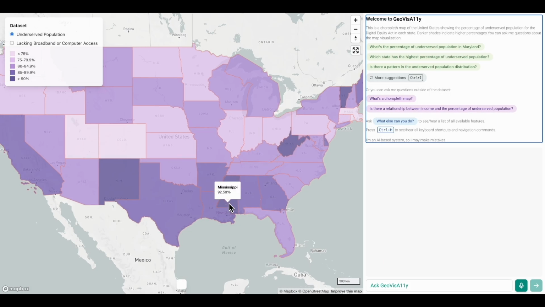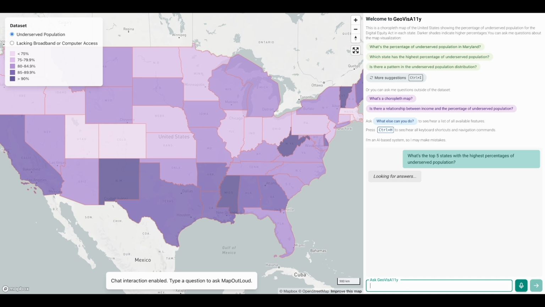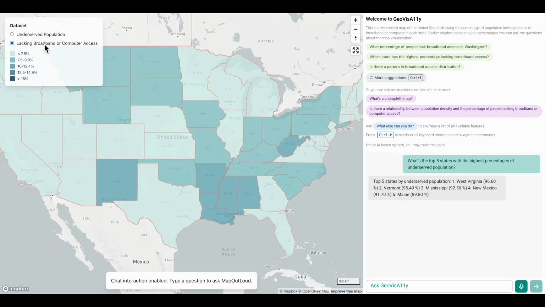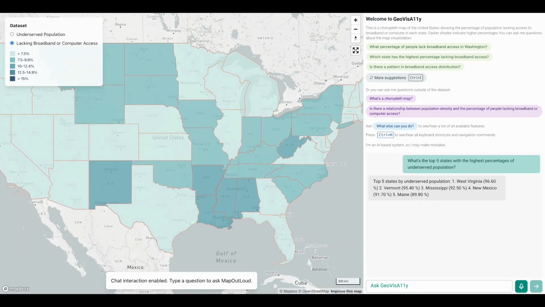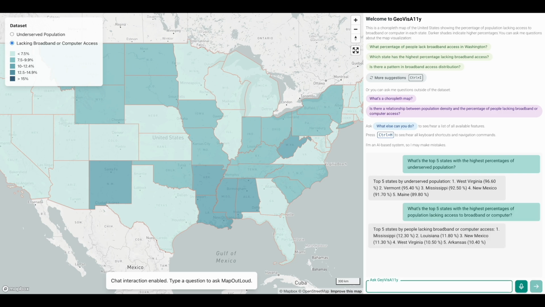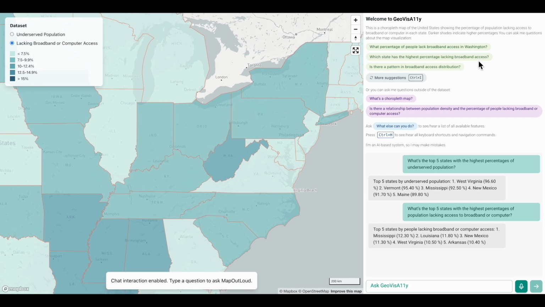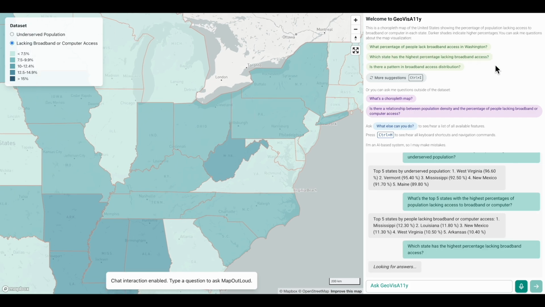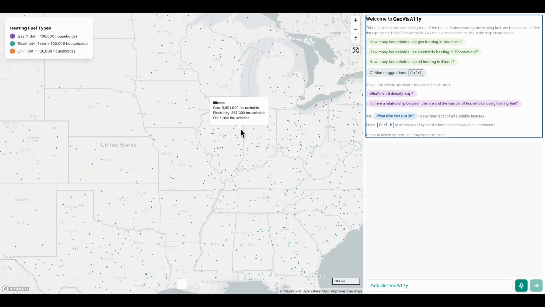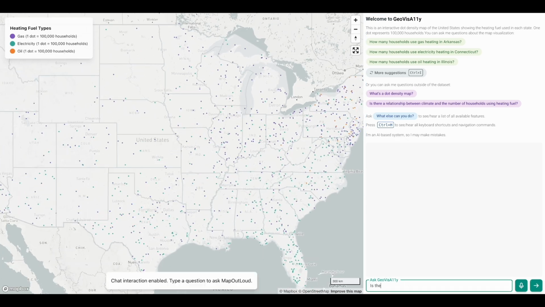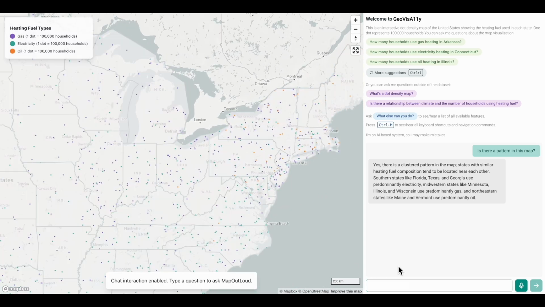To evaluate GeoVisA11y, we conducted a user study with 6 screen reader users and 6 sighted participants. We asked participants to perform exploratory data analysis for 2 tasks. 1. Distributing digital equity funding based on underserved populations and lack of digital access. And 2. Identifying predominant energy sources in different U.S. regions and explaining potential reasons.